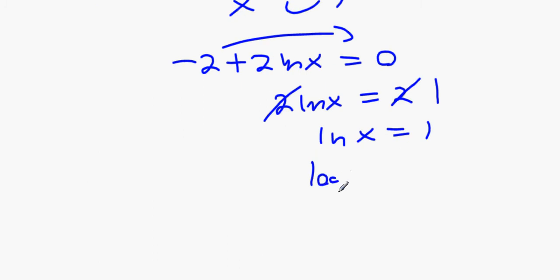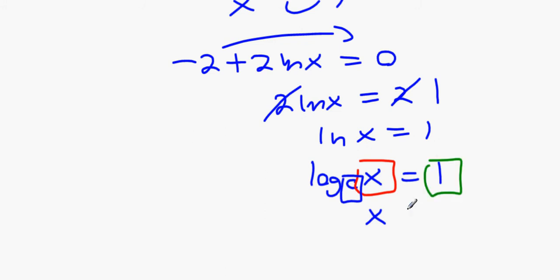It means log to the base e of x equals 1. This means x, this number here, equals what's in the blue box to the power of what's in the green box. So it's going to be e to the power 1, x equals e. We now know what x is: e.